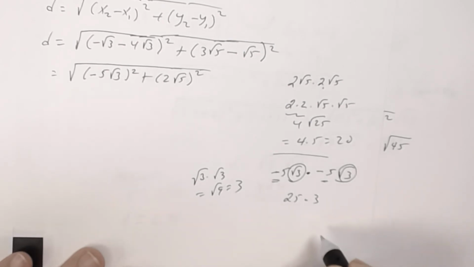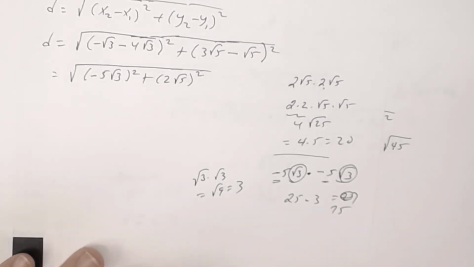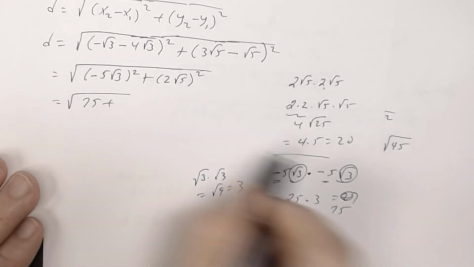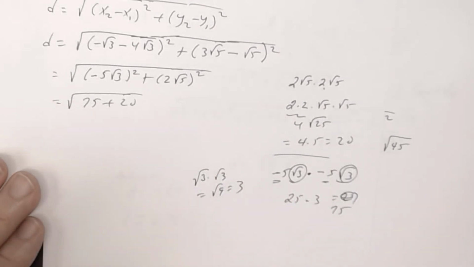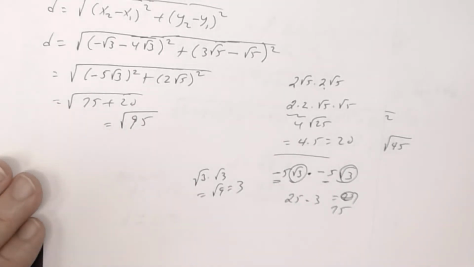And what's 25 times 3? 27. I'm sorry, 75. All right, so 25 times 3 is 75. So this becomes the square root of 75 plus, and that was what, 20? Okay, so this becomes the square root of 95. Y'all agree?